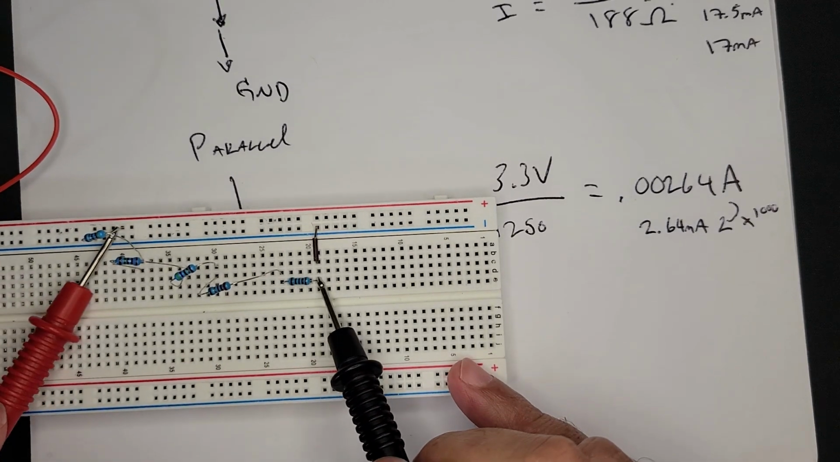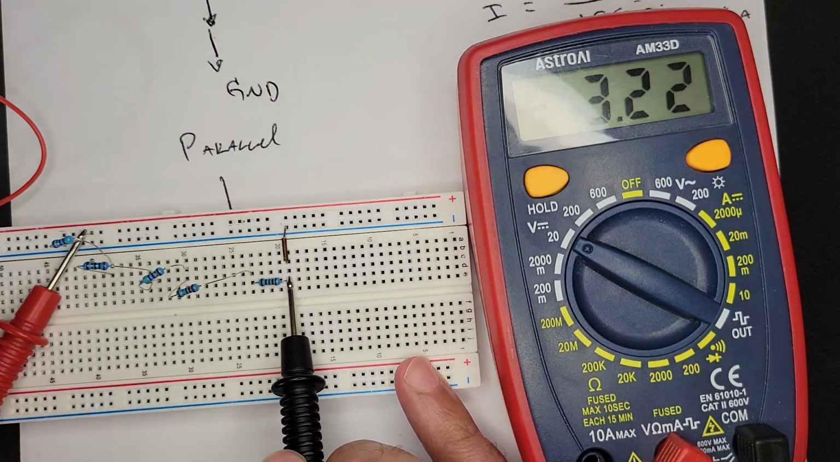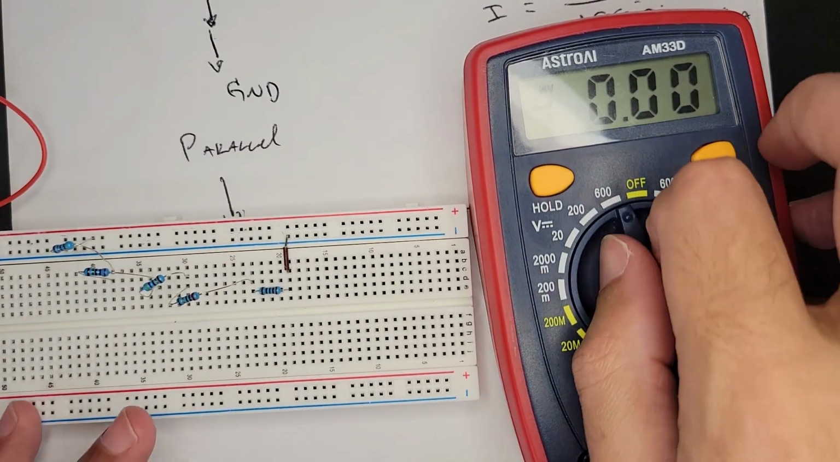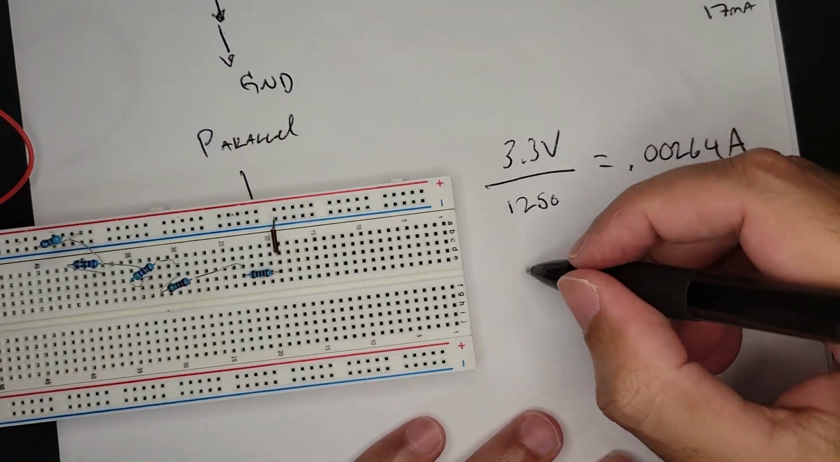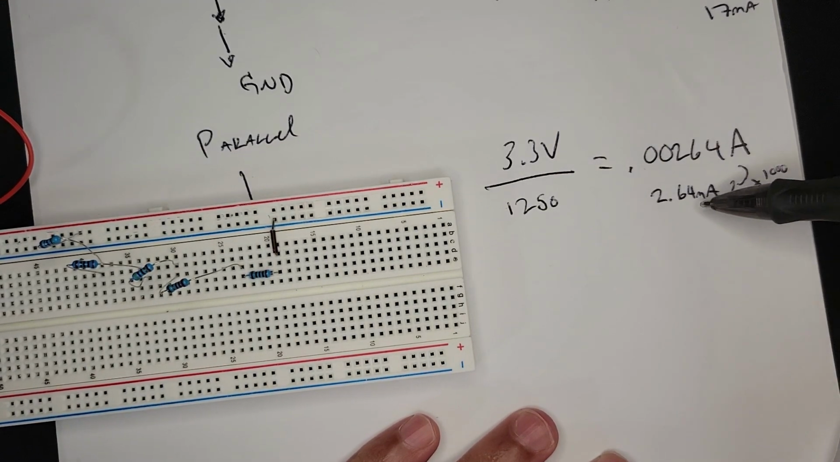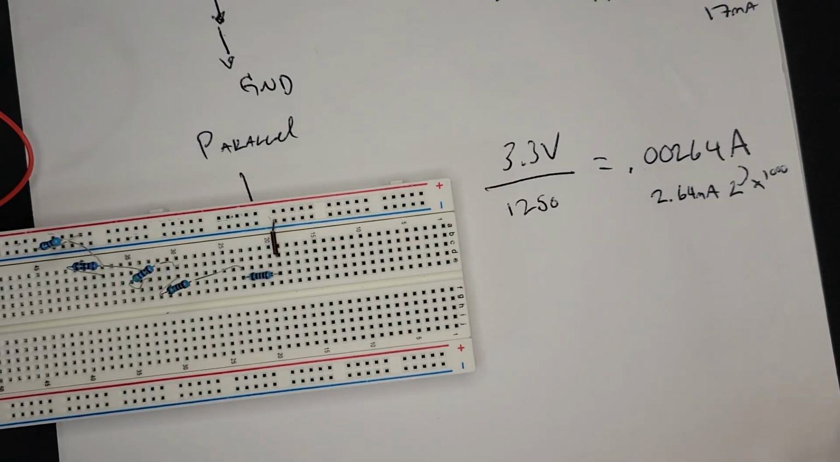If we measure the voltage across the entire circuit, then we're going to get 3.3 volts, right? Because that's the amount of source voltage that we have. So if we divide our 3.3 by 1250, well, we already know what that's going to be, right? It's going to be what we calculated before. So again, just measuring all this really helps me understand.